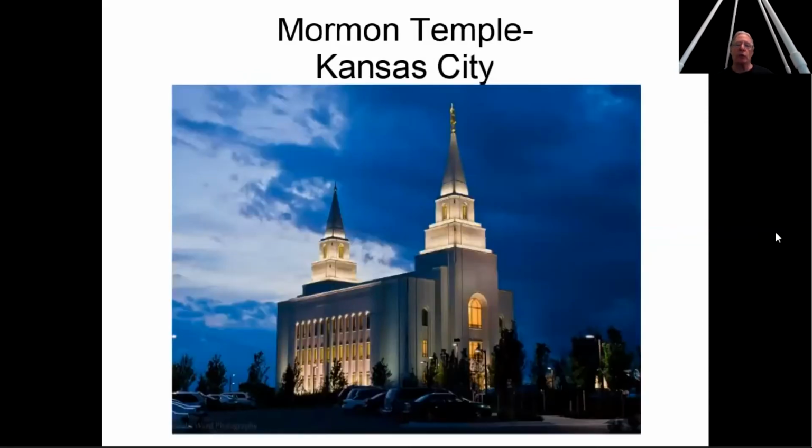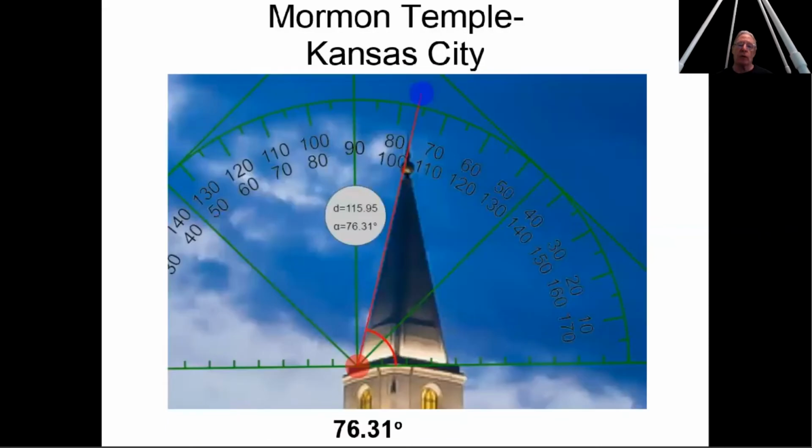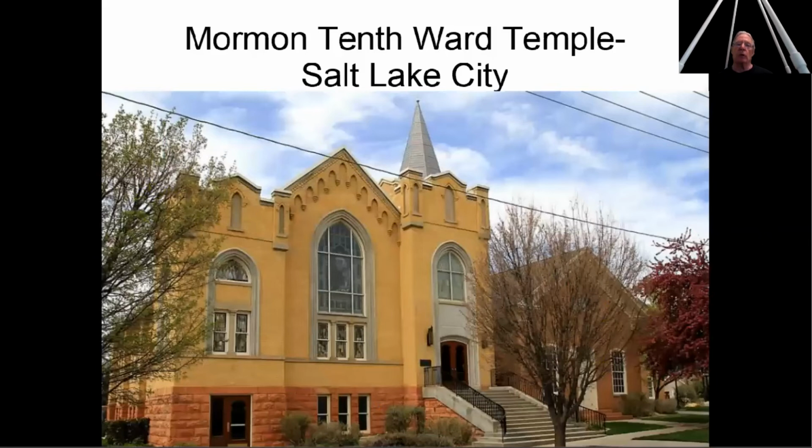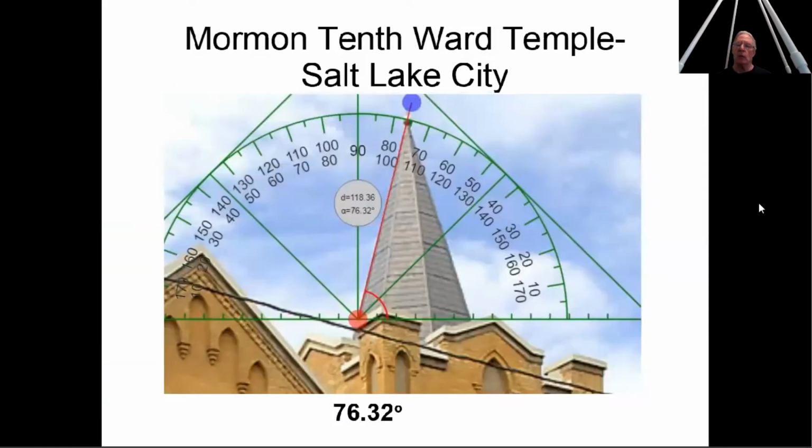Here's a beautiful picture of the Kansas City Temple. And again, 2 spires at the top. Once again, within the margin of error, we've got 76.31 degrees as the geometry of those spires. And finally, we're going to look at the oldest ongoing temple of the Mormon Church that's been in continuous use, and that's the 10th Ward Temple in Salt Lake City. Once again, you'll see the dome or spire at the top, and it has the geometry of the Stargate Pyramid.